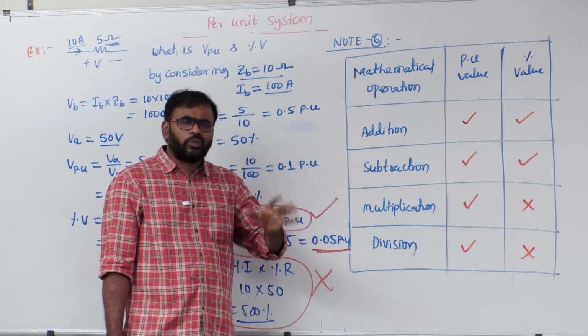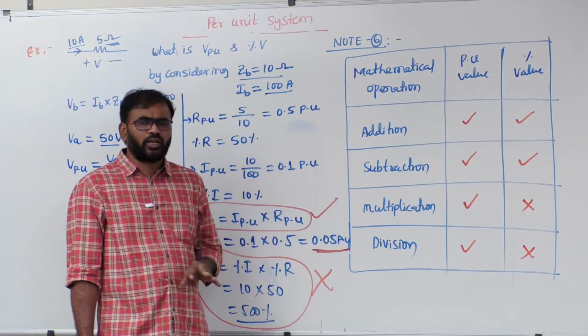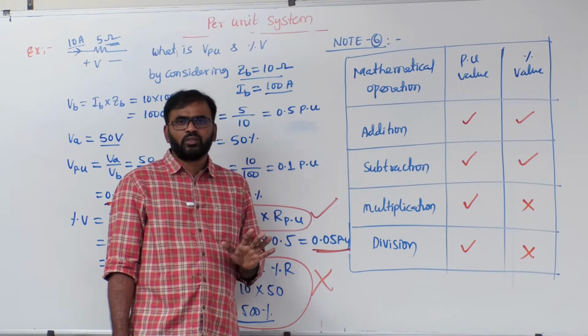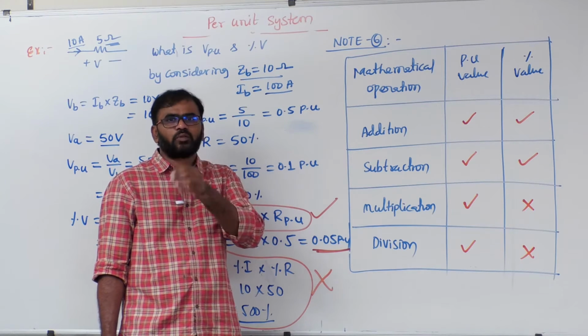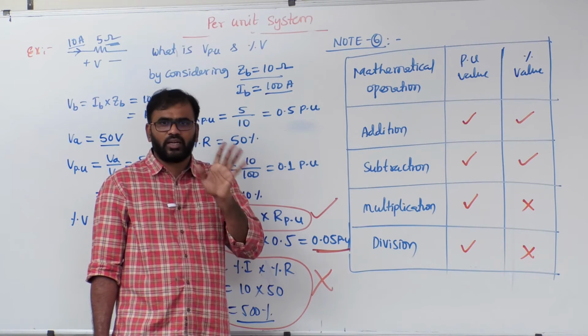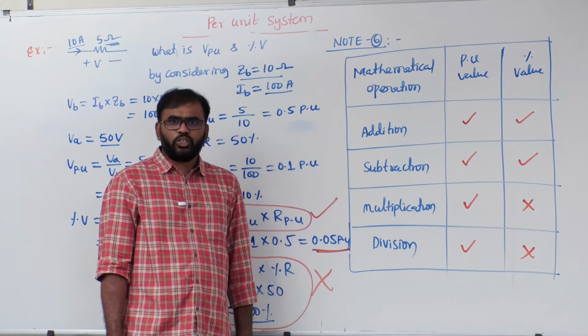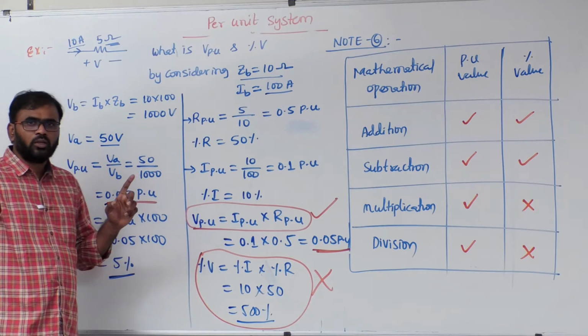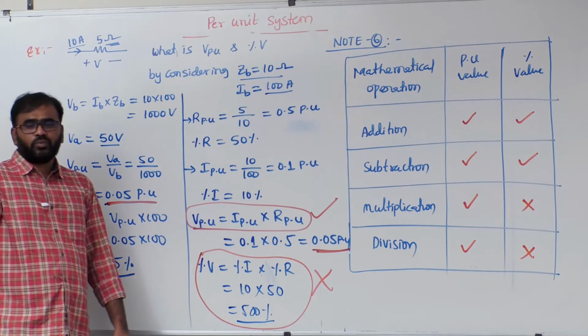That's why, to avoid the confusion, simply follow my instruction. It might be multiplication, division, addition or subtraction, do it with per unit quantities. If you want the result as percentage, after getting per unit, multiply with 100, you will get the percentage number. So that's about the 6 important notes on per unit system.